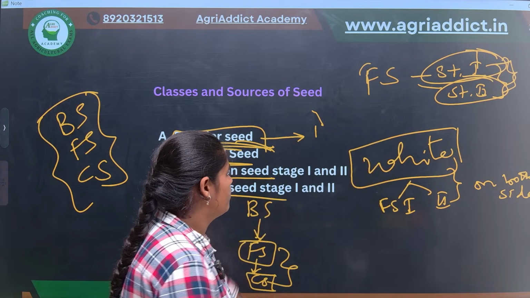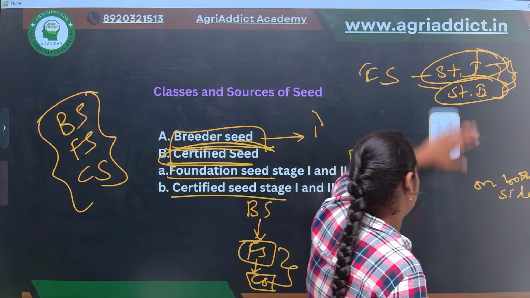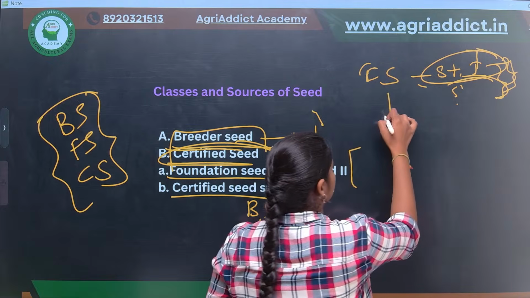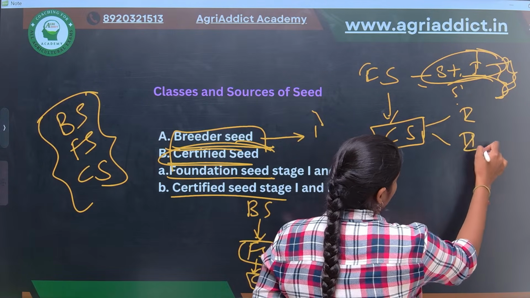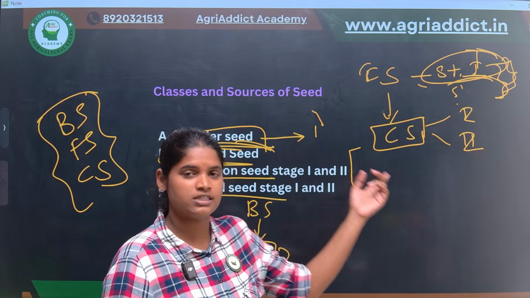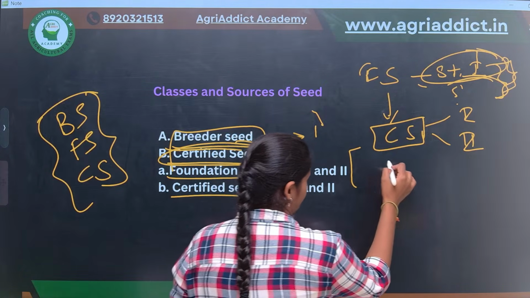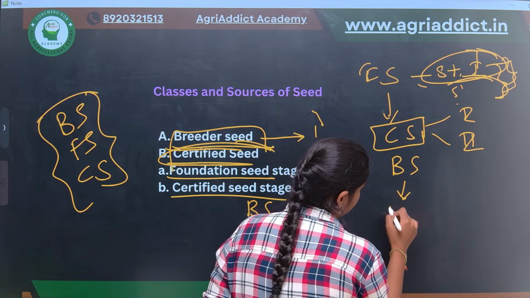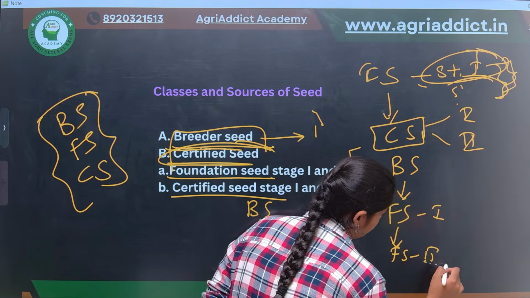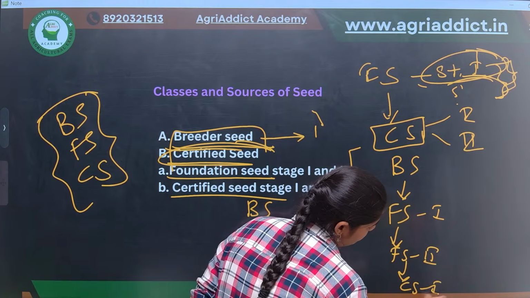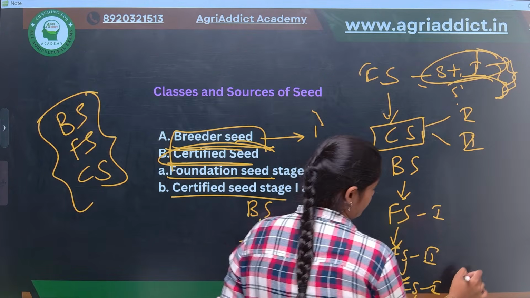Okay. So foundation, then certified seed. Here also we have stage 1 and stage 2. But remember, when we go for stage 1 and 2, we have this system: breeder seed, foundation seed 1, foundation seed 2, then certified seed 1, then certified seed 2. Here I am writing.